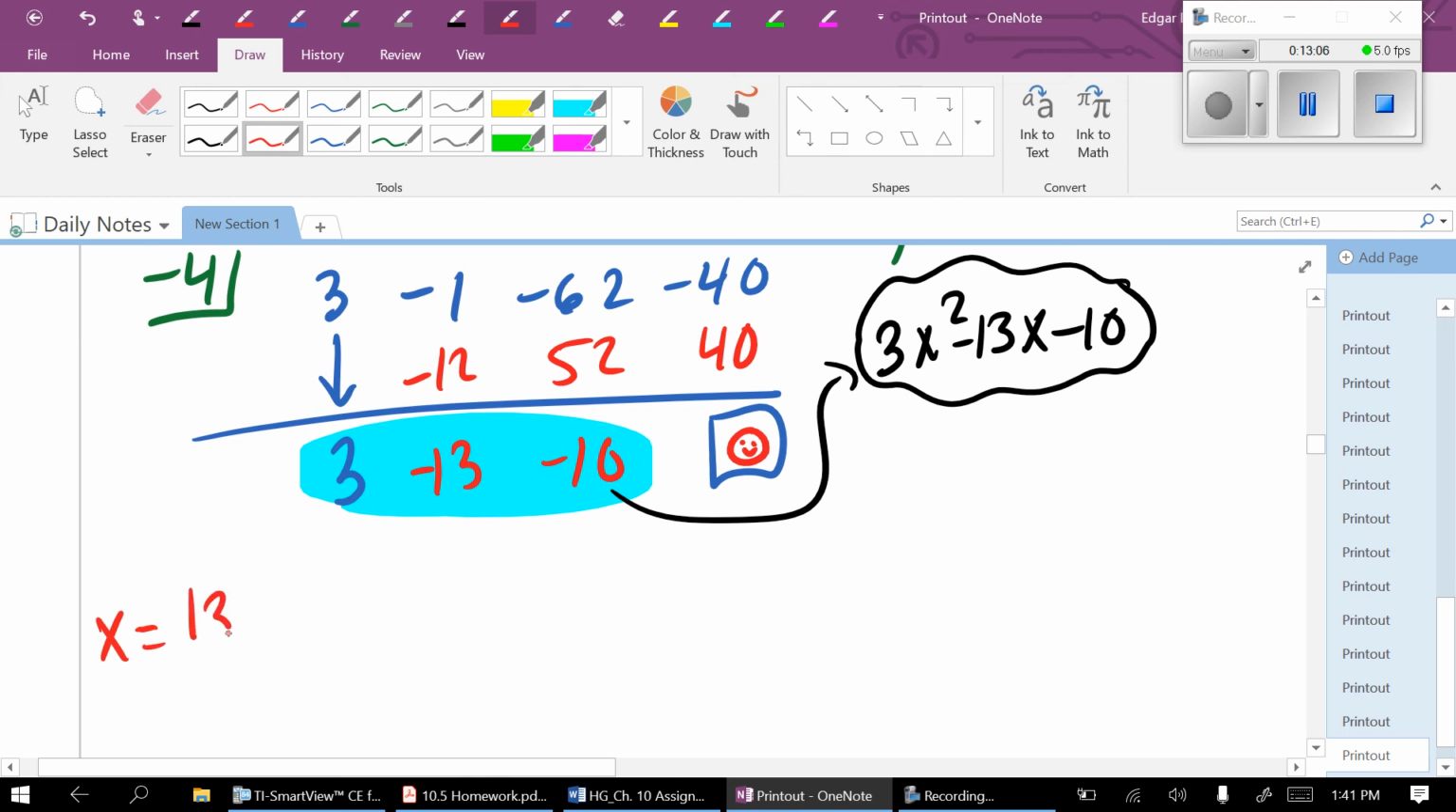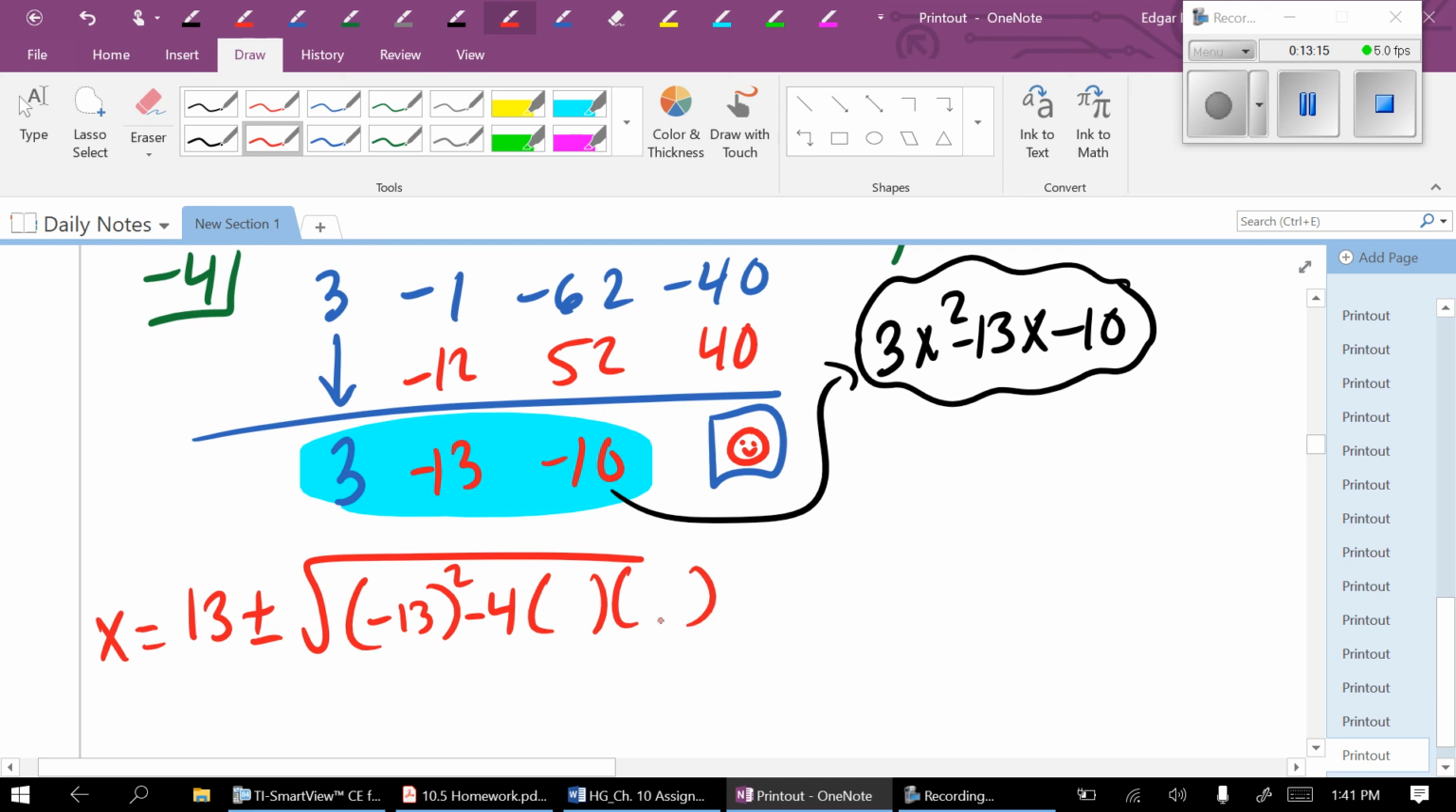Opposite of b, so 13, plus or minus the square root of b squared, so negative 13 squared, minus 4 times a, which is 3, times c, which is negative 10. If you're confused where I'm getting those numbers, guys, they're right here. A, b, and c.